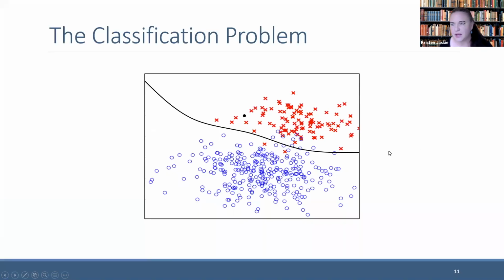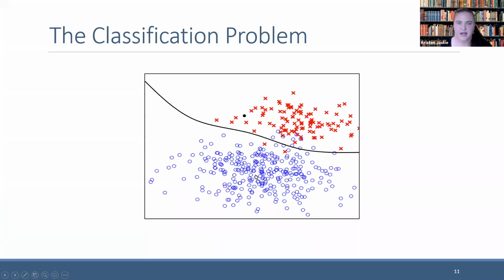So to start with, I'm going to define the classification problem. I'm sure most everybody here is familiar with this. The classification problem, we have two sets. This is a binary classification problem. The positive unlabeled learning problem is really a binary classification problem. We have what we call the positive data and the negative data.